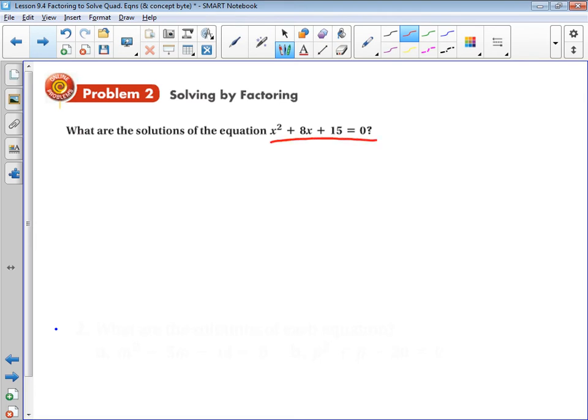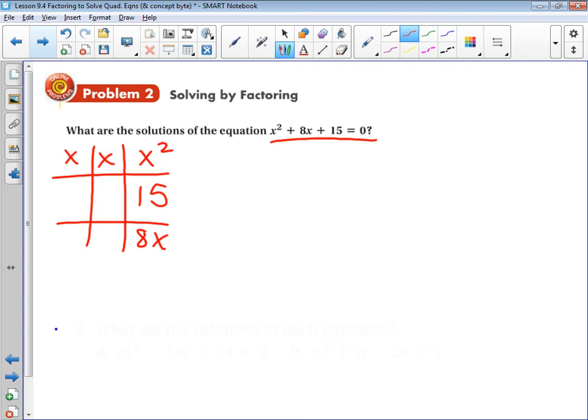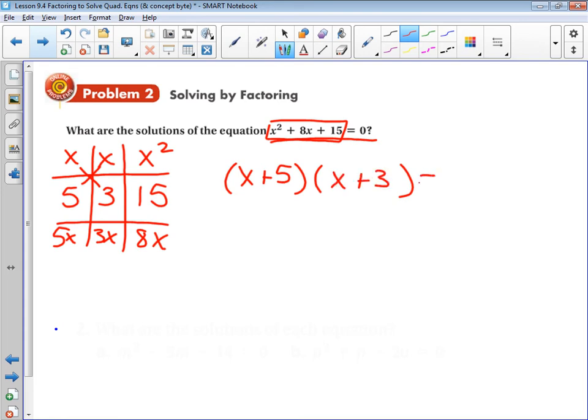x squared plus 8x plus 15 equals 0. I'm going to start by factoring that. And I'm going to factor it just like I did in Chapter 8. I'm going to set up my tic-tac-toe board. Two numbers that multiply to give me x squared are x times x. Two numbers that multiply to give me 15 are 5 times 3. And when I cross multiply, I get 5x plus 3x, which equals 8x. So this quadratic function in factored form looks like this: x plus 5 and x plus 3. And that's equal to 0.